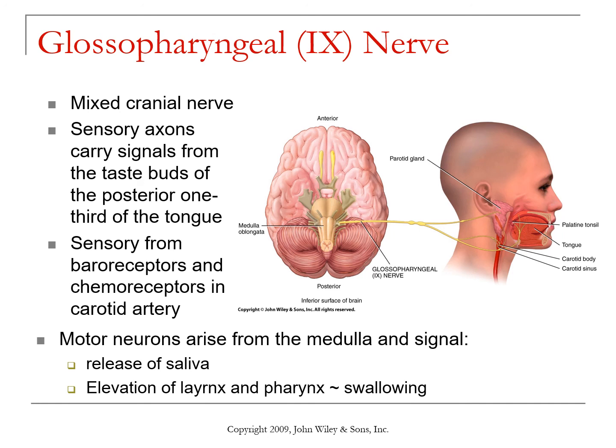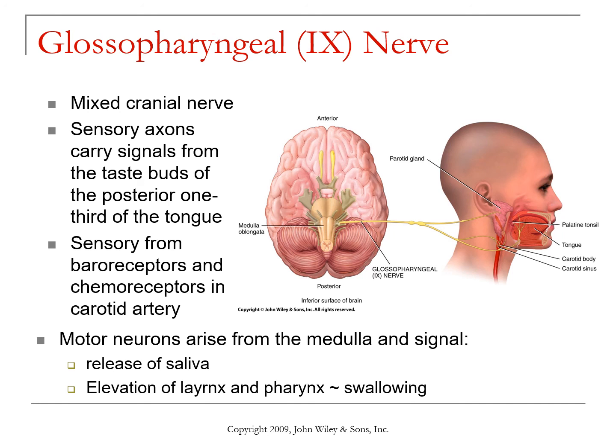It is also sensory for receptors located in the carotid artery of the neck. These include baroreceptors for blood pressure and chemoreceptors for blood chemistry, such as oxygen levels, pH, etc. Those are very important autonomic sensory functions.